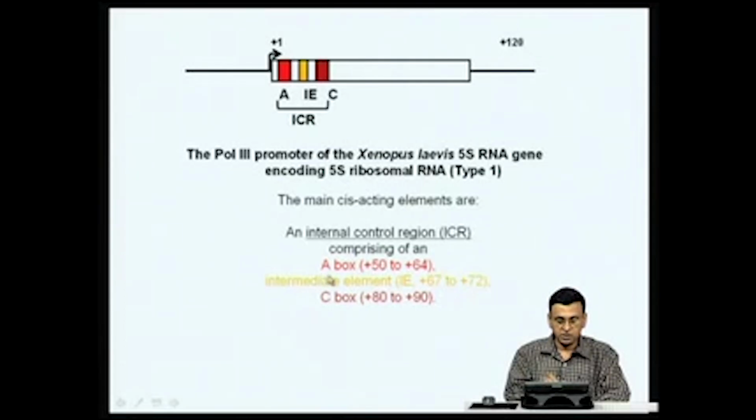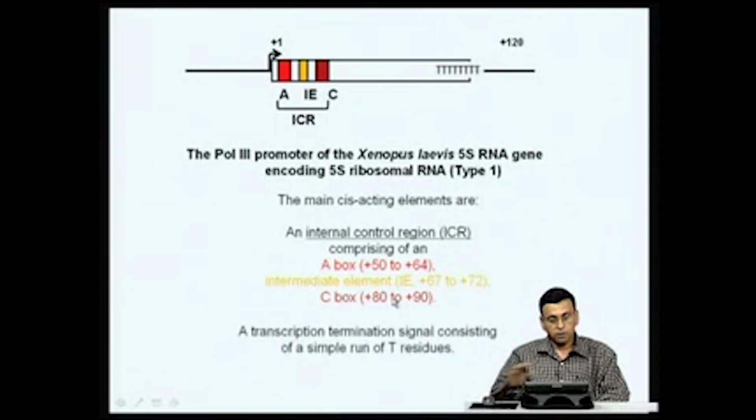The internal control region comprises three distinct elements. First is the A box, which I have shown in red here, which spans from plus 50 to plus 64. The transcription start site is plus 1, so the promoter lies after the transcription start site, which is why we call it intragenic. Immediately after that you have the intermediate element, which spans from plus 67 to plus 72 with respect to the transcription start site, and then there is the C box, which spans from plus 80 to plus 90.